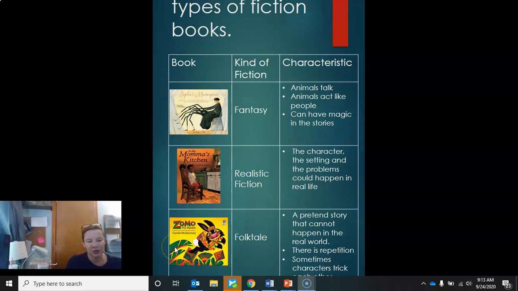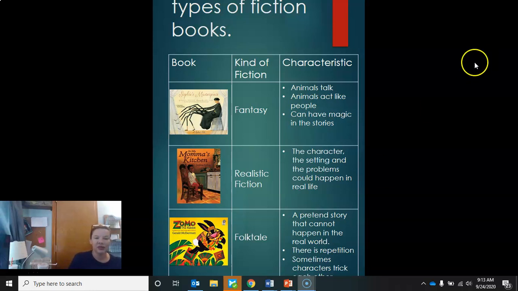The next one is folktale. Now, we didn't read this book in 3rd grade. We read this book in 2nd grade. Zomo. Remember Zomo the rabbit? So a lot of times in folktales, it's a pretend story that cannot happen in the real world. There's repetition, and sometimes the characters trick the other characters. So folktales generally tell a story or teach a lesson.